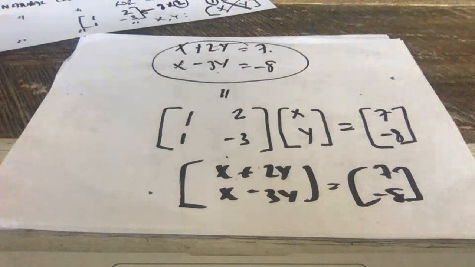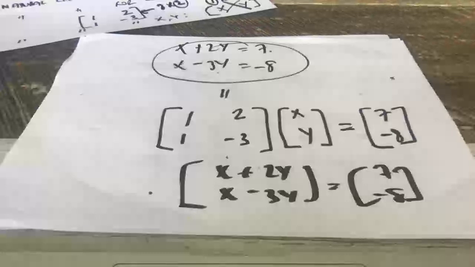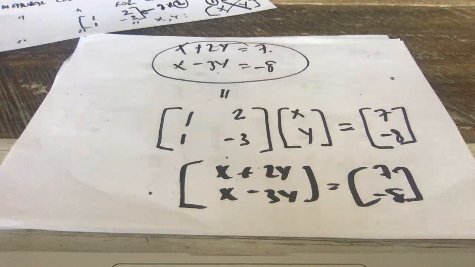Okay? So far, so good. Now, what can I ask you to do here? The first thing I could ask you to do, and I have asked in the past, and probably will ask in the future, is just to take a system of simultaneous equations and to rewrite it in matrix form.